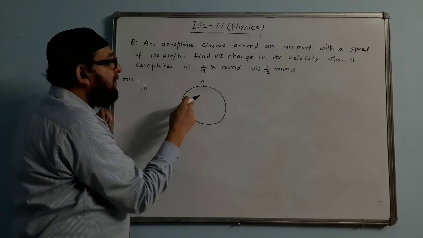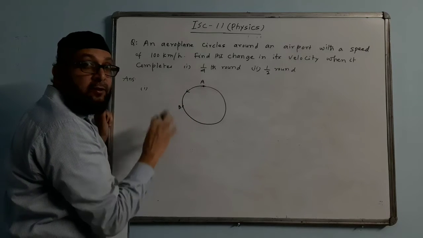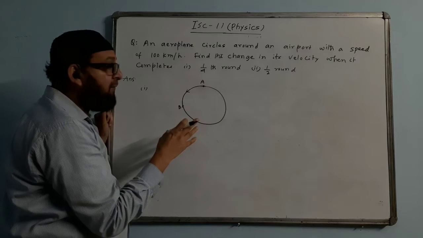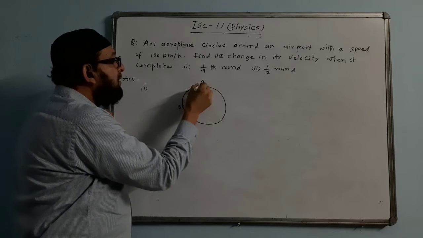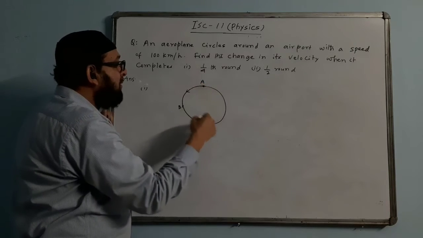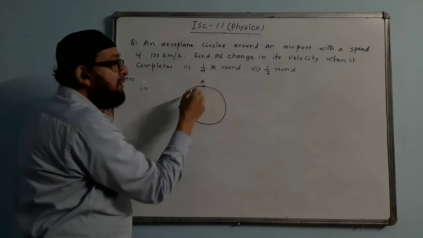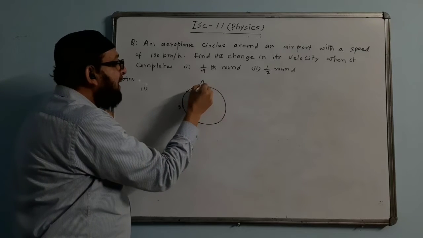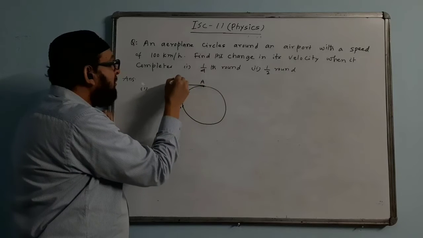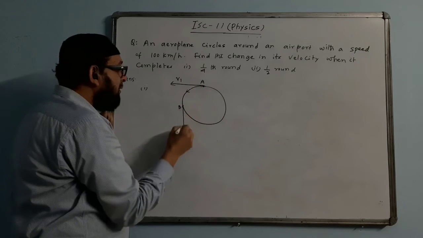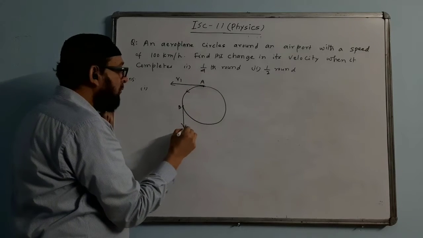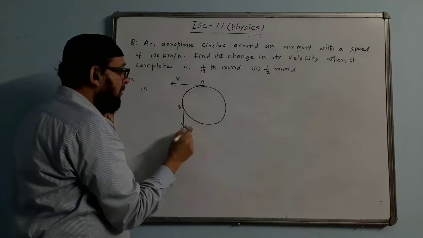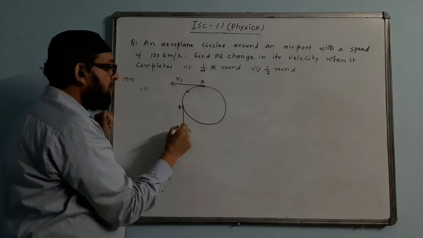You will find change in the velocity, but velocity has got direction. We cannot directly subtract and find the answer. You will find the direction of velocity at this point because we are assuming that it is going this way. The direction of velocity in a circle is given by the tangent drawn at that point. So this is the direction of v1. This will be the direction of v2. V2 is coming over here.